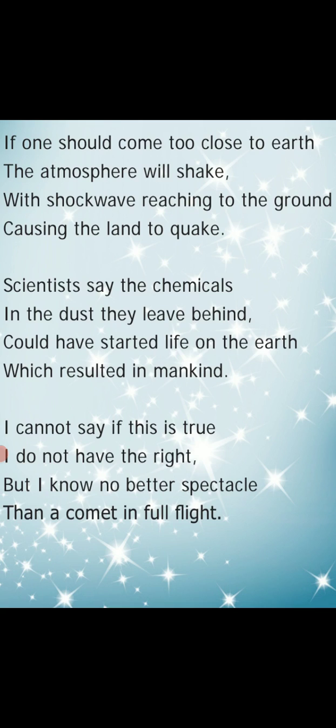According to Charles Darwin's theory, according to science, we have been believing all lives come from dust. Here, the comet is also producing dust. Scientists say the chemicals in the dust, which the comet produces while moving, they leave behind could have started life on the Earth, which resulted in mankind. Here, the poet is saying the comet is producing some chemicals behind it in the form of dust, which resulted in emerging life on the Earth. According to Darwin's theory, all lives come from Earth, soil. That is referred to here.